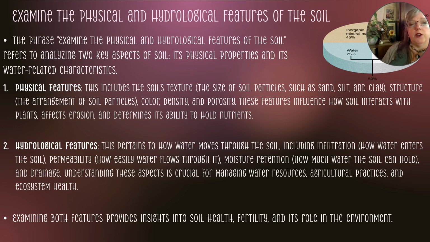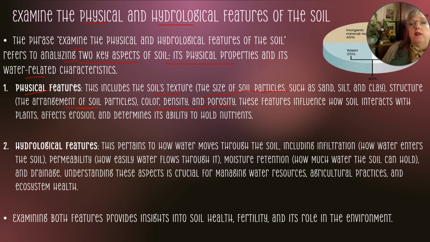All right, and this first objective, again, is to examine the physical and hydrological features of the soil. So this phrase is talking about analyzing the 2 main aspects of soil, the physical properties and its water-related characteristics. The physical features are going to include the soil's texture, the size of the soil particles like sand, silt, and clay, and the arrangement of those soil particles. We're going to talk about color and density and porosity. Porosity means the holes to hold water.